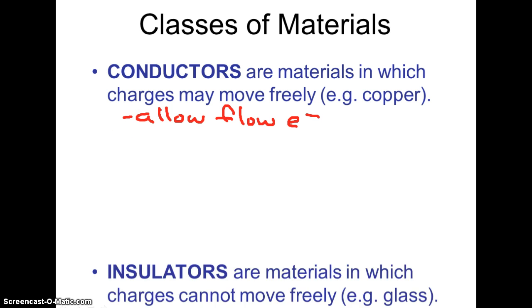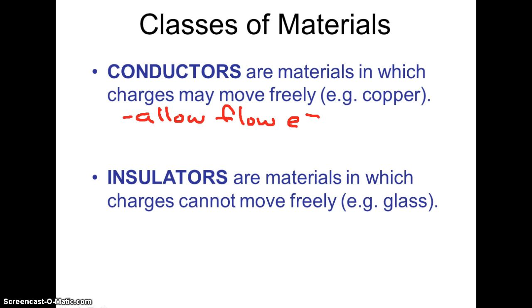The other class is insulators, materials in which charges cannot move. You can say they resist flow. One thing to know about conductors and insulators: conductors are going to transfer charge the easiest.